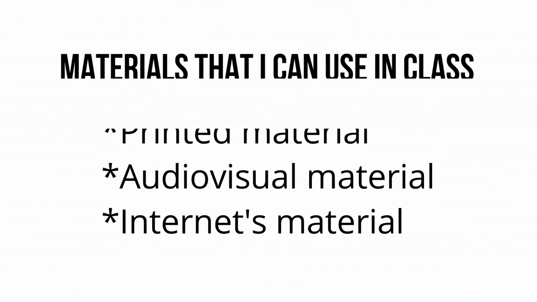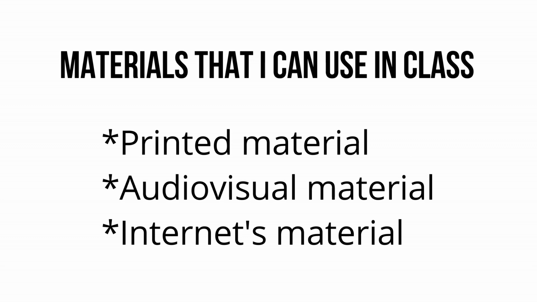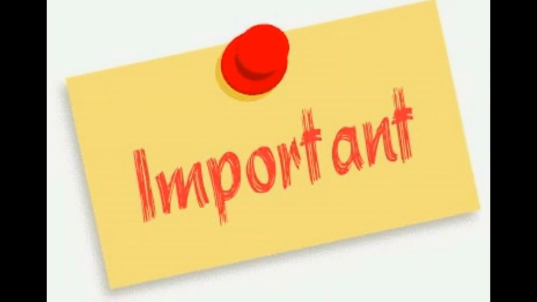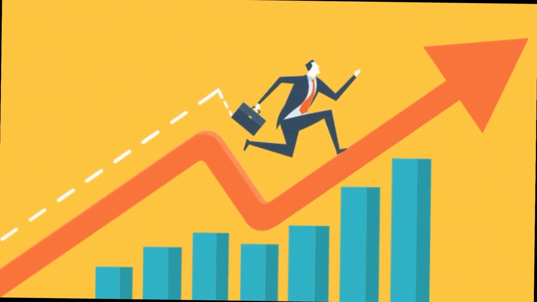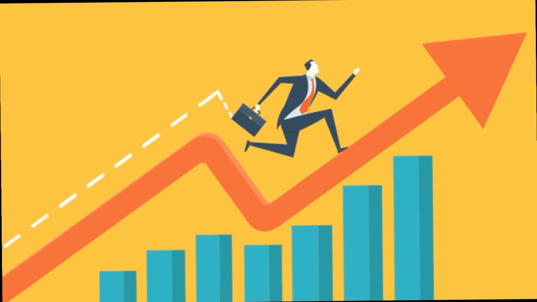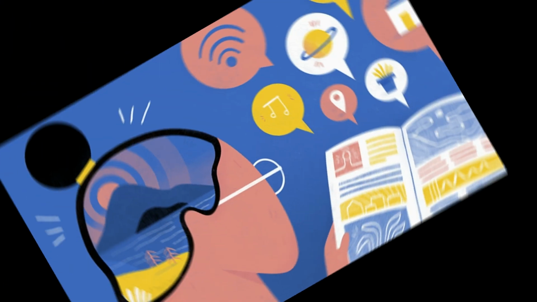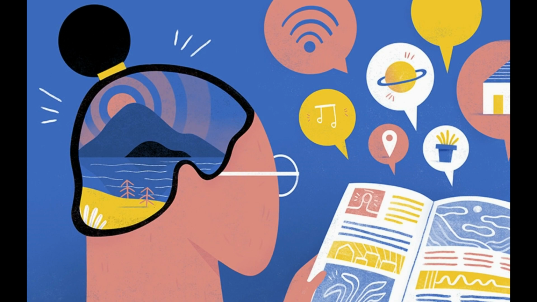Now, when we are talking about which kind of materials I can introduce to my class, you can think about printed materials, audiovisual materials, and of course, internet materials. All of them are important because they help us to improve our skills. For example, when we use printed materials, we improve our critical thinking skill.